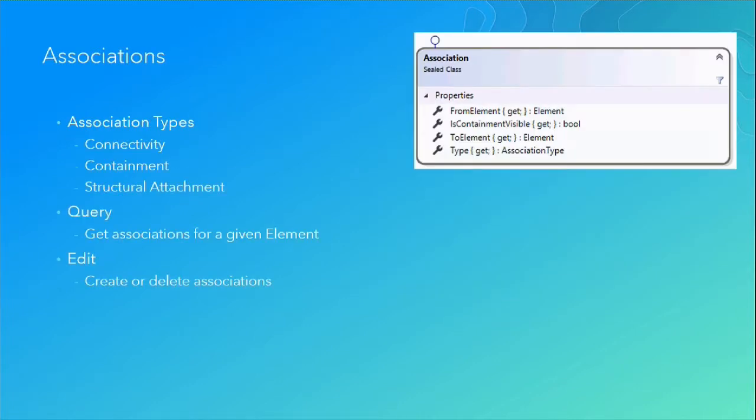Associations. Hopefully you've stopped by the booth or heard about this stuff before. There's three kinds of associations. Connectivity associations, which is used to connect two points that are not coincident. Containment, so a transformer contains a transformer unit and a fuse, and then structural attachment, like a transformer attached to a pole. So given a particular element, you can query for those associations, and you can also create or delete associations. All of those routines are on the utility network core class.